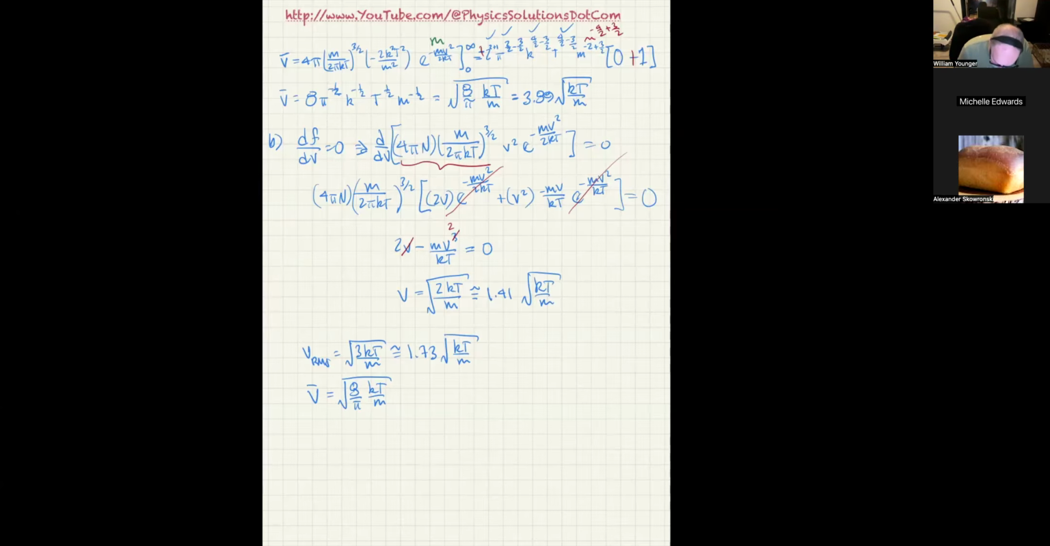So that's where the 8 came from. But this turns out to be 3.89 times the square root of kT over m. And then the most probable velocity, Vp, is the square root of 2kT over m, which is 1.41 times the square root of kT over m.